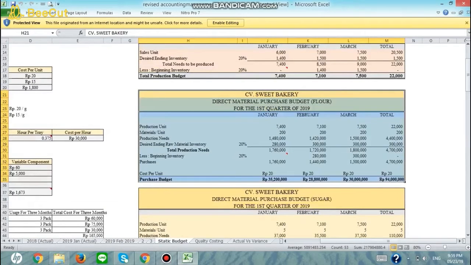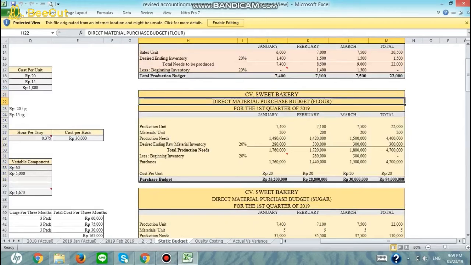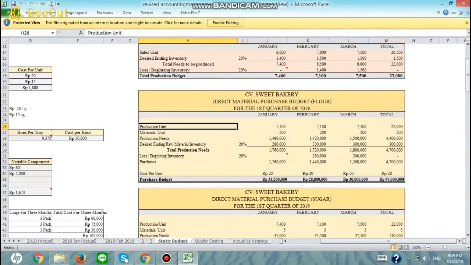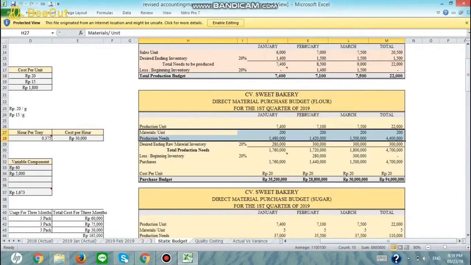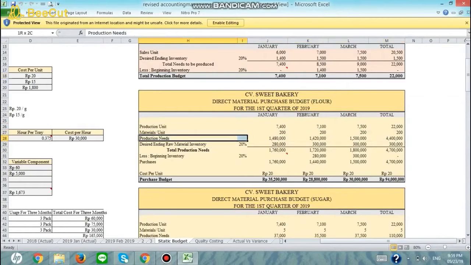Next is the direct material purchase budget for flour. Input the production unit which was calculated in the production budget and then multiply the material used per unit, so we will get the production need. Total production need plus the desired ending inventory, we will get the total need. The ending inventory is 20% of the next month estimate sales as known in the list of information.